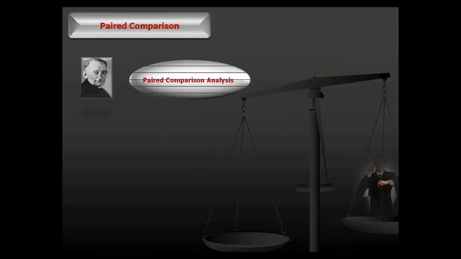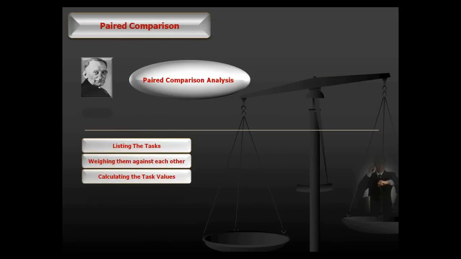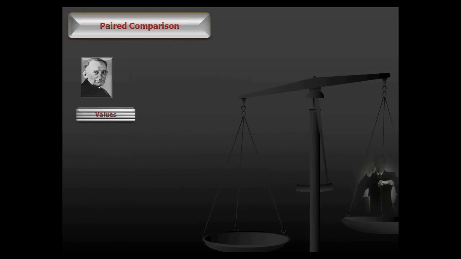Now, what happens is like this. We need a few things. First of all, we need to list the tasks. Next, we weigh them against each other. And then we assign values to each task and calculate the overall task values. We do it in a chart form, in a graph form. Let's go through it.